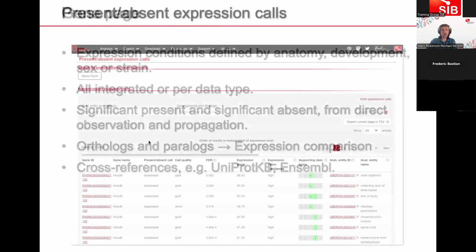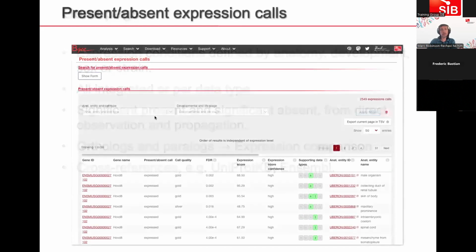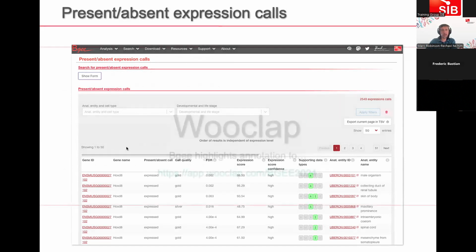We also provide the present absent calls not in the gene page, outside the gene page, but in these downloads. So you can go to our website and download.